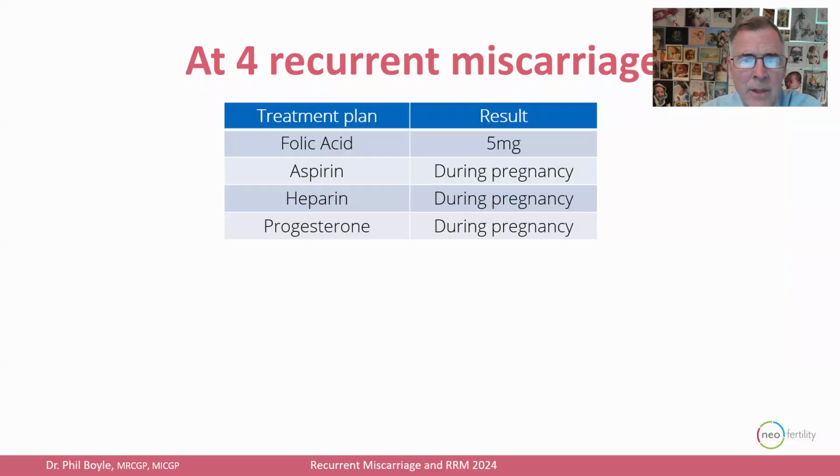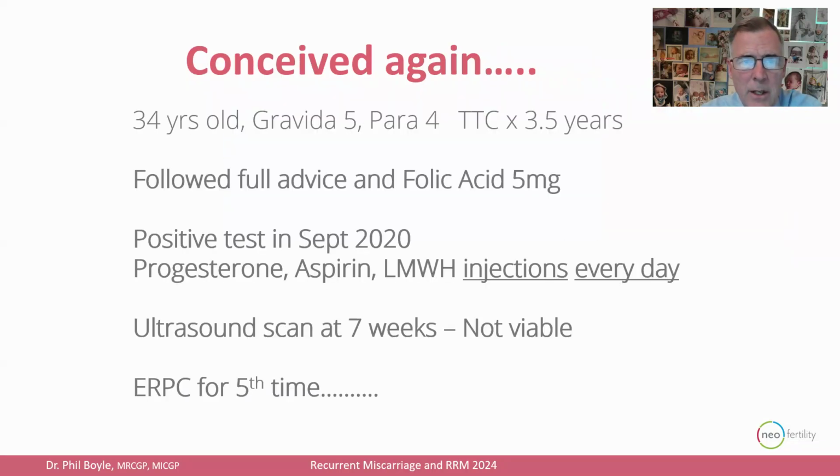So that was their plan, all of these things. And they followed the advice. They took the high dose folic acid, got their positive test, did all the injections, did the aspirin, did the progesterone, goes in for their scan 3 weeks later, not a viable pregnancy.